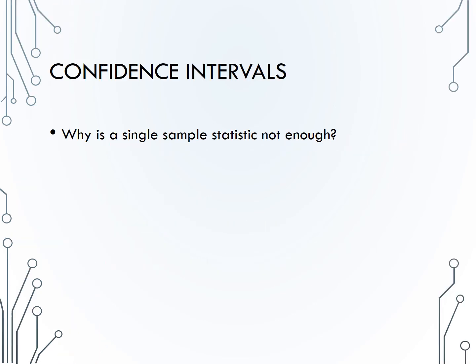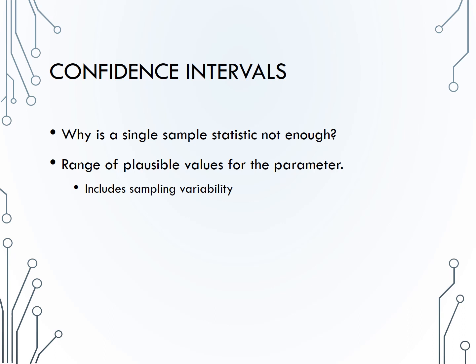So why do we create confidence intervals? Why is a single sample statistic not enough? We know our statistic should be close to the parameter as long as we've used an unbiased sampling method. But how close is close? We need to estimate sampling variability to answer that question, and confidence intervals do just that. Confidence intervals give us a range of plausible values for the parameter, or a range of values that we think the parameter should be in. This includes our idea of sampling variability, as well as using our individual sample statistic.